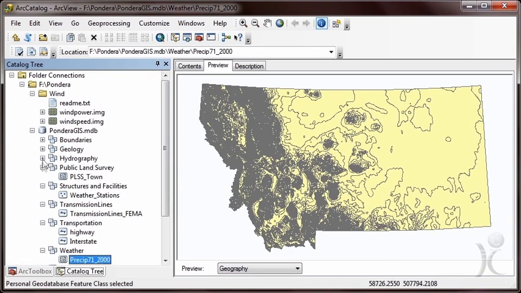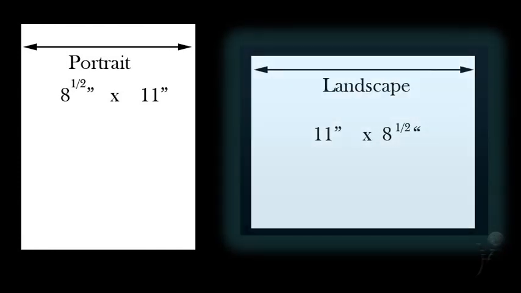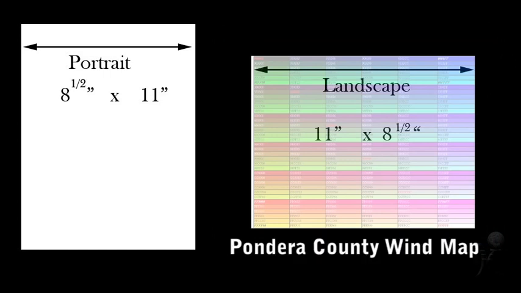After talking with Michael and his group, they indicated to me they'd like to use a landscape layout 11 inches by 8.5. They would like the map to be full color. They asked that the title state Pend Oreille County Wind Map. We will include a locator map showing where Pend Oreille County is within the state of Montana.